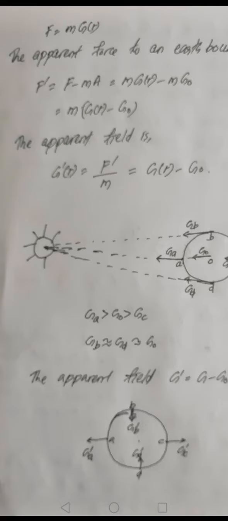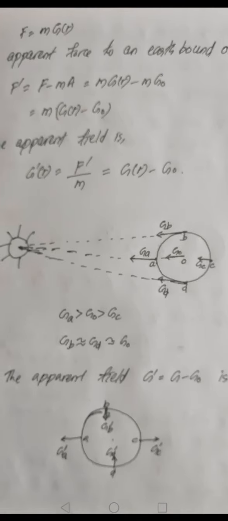G prime of r is the apparent field, the field seen by an observer on the earthbound system. So if you are standing on our Earth, the gravitational field that you feel is the apparent field. That is given by G prime of r is equal to G of r minus G0. Now I am going to analyze it more.